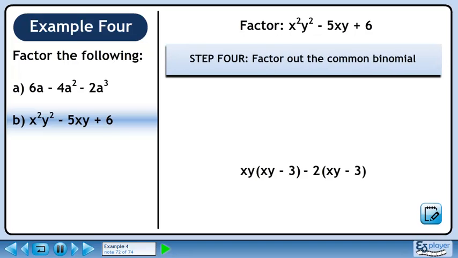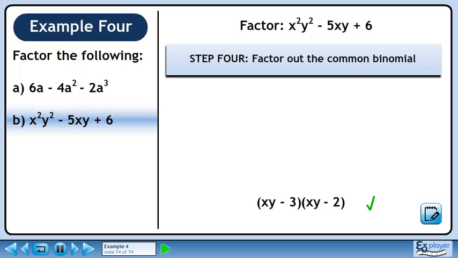In step 4, we'll factor out the common binomial. Xy minus 3 is common to both terms, so factor it out. Collect the rest in a set of brackets. The factors are xy minus 3 and xy minus 2.